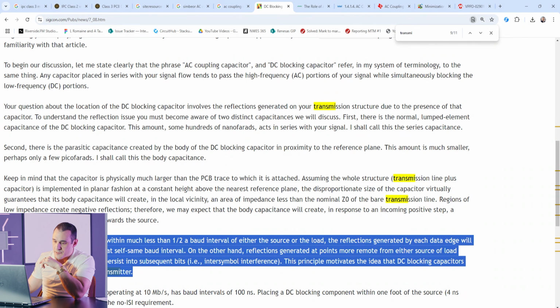Now you can see here in this paragraph, he states, as with any reflection, if it occurs within much less than half a baud interval of either the source or the load, the reflections generated by each data edge will generally fall somewhere within that same baud interval. This principle motivates the idea that the DC blocking capacitors should be installed close to the transmitter. Essentially, he's acknowledging that if you have an impedance discontinuity within the required channel bandwidth, it is likely to stay near the transmit side of that link rather than extend out to the receive side.